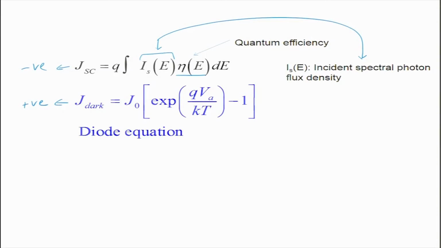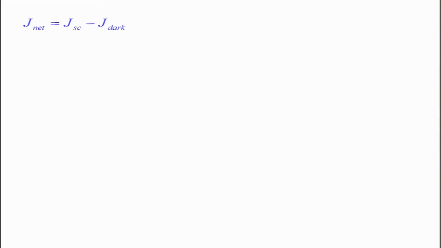So, for a solar cell, J net basically is equal to JSC minus J dark. Okay. So, it is a balance between these two that you get in a solar cell. So, JSC is at 0 bias, right, and as you apply the bias, this component starts increasing as bias is applied.